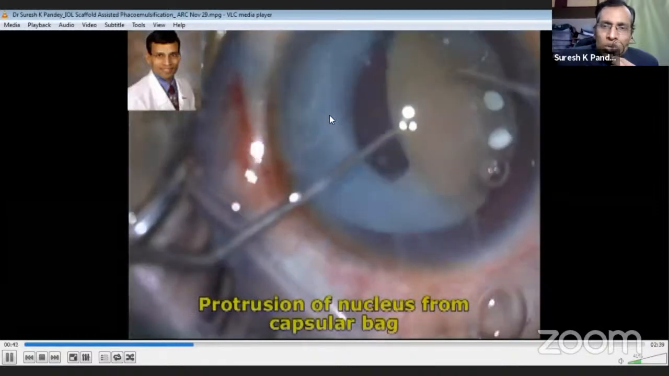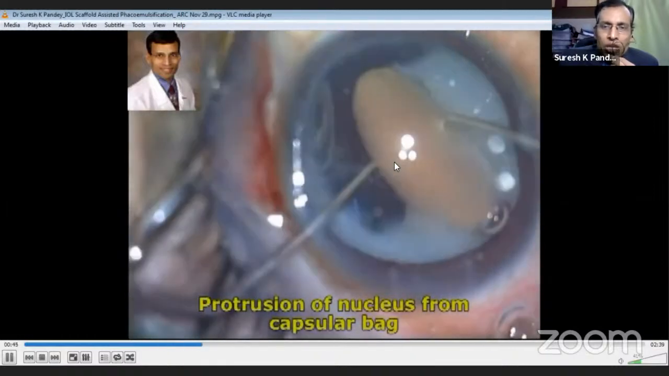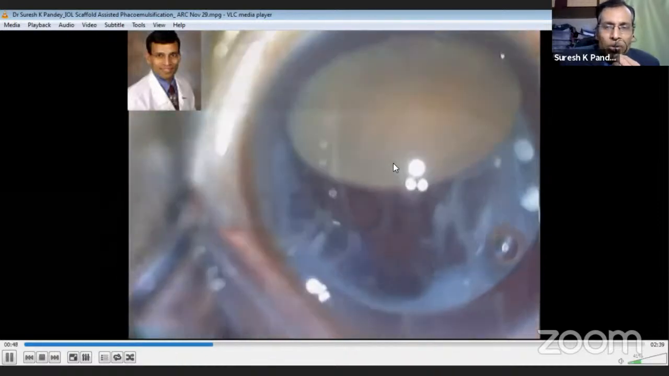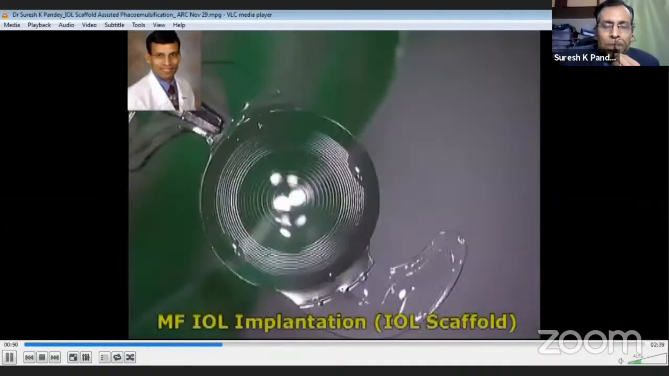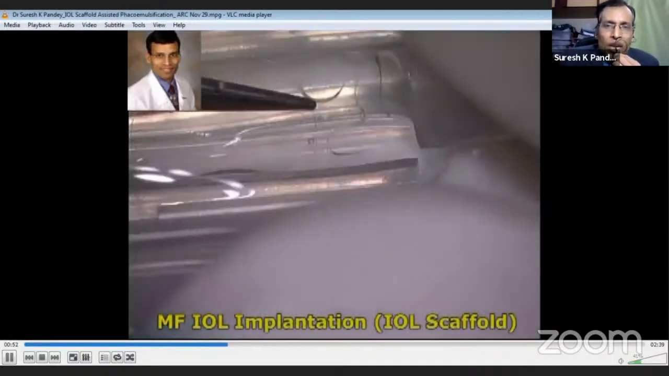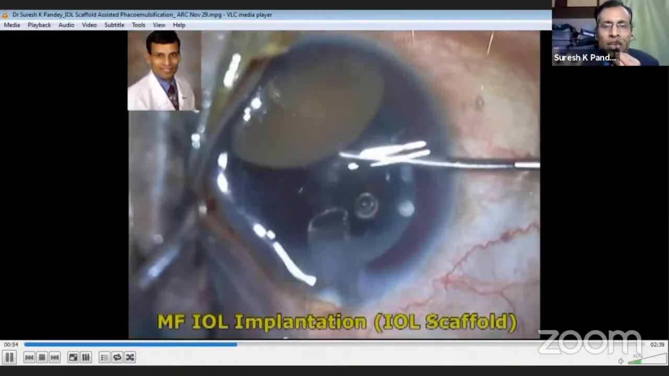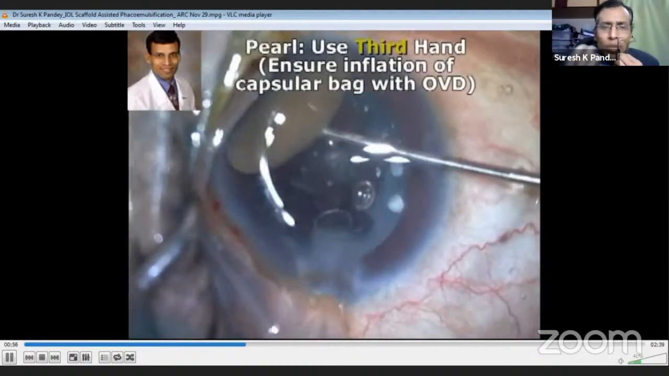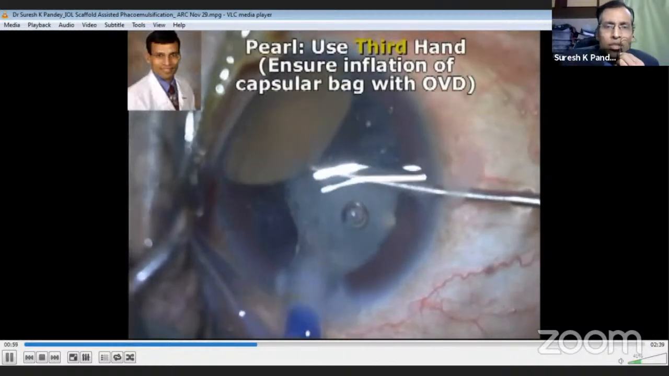In this case, you can see the protrusion of the nucleus from the capsular bag after achieving the capsulorhexis. And once you protrude the nucleus from the bag, make sure that you fill the capsular bag with viscoelastic so that the capsular bag is fairly distended. Viscoelastic will act as a third hand, and this is the multifocal IOL implantation done in the capsular bag gently.